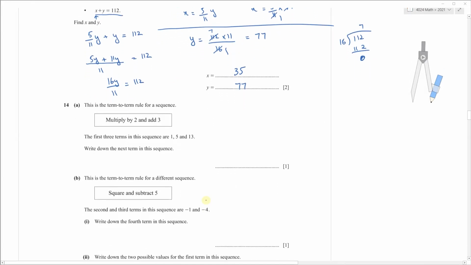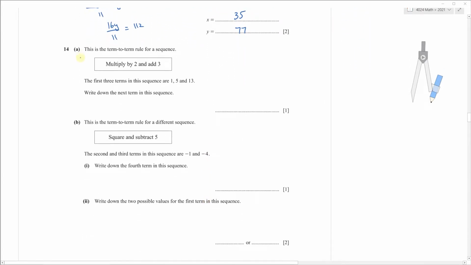Question number 14, part A. This is the term to term rule for a sequence: multiply by 2, then add 3. So you're going from left to right here. Term to term means to find the next term, you multiply your current term by 2 and then add 3.